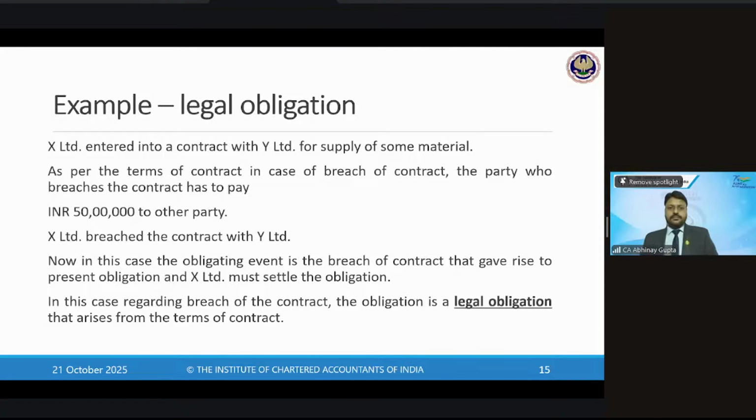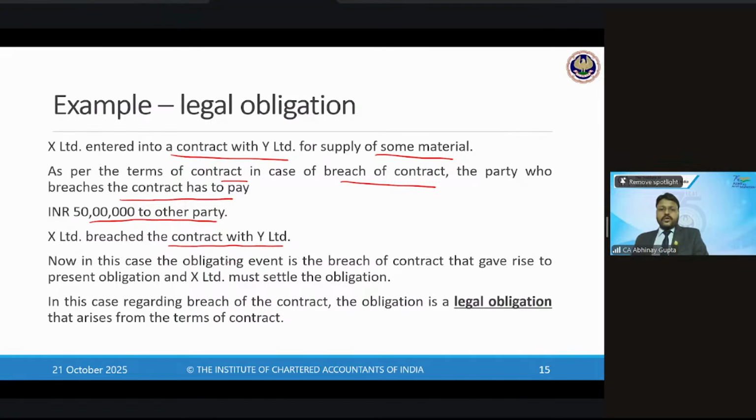So let's do an example. X Limited entered into a contract with Y Limited for the supply of some material. As per the terms of the contract, in case of breach, the party who breaches the contract has to pay 50 lakhs to the other party. X Limited breached the contract with Y Limited. Now, in this case, what is the obligating event? The breach of the contract.